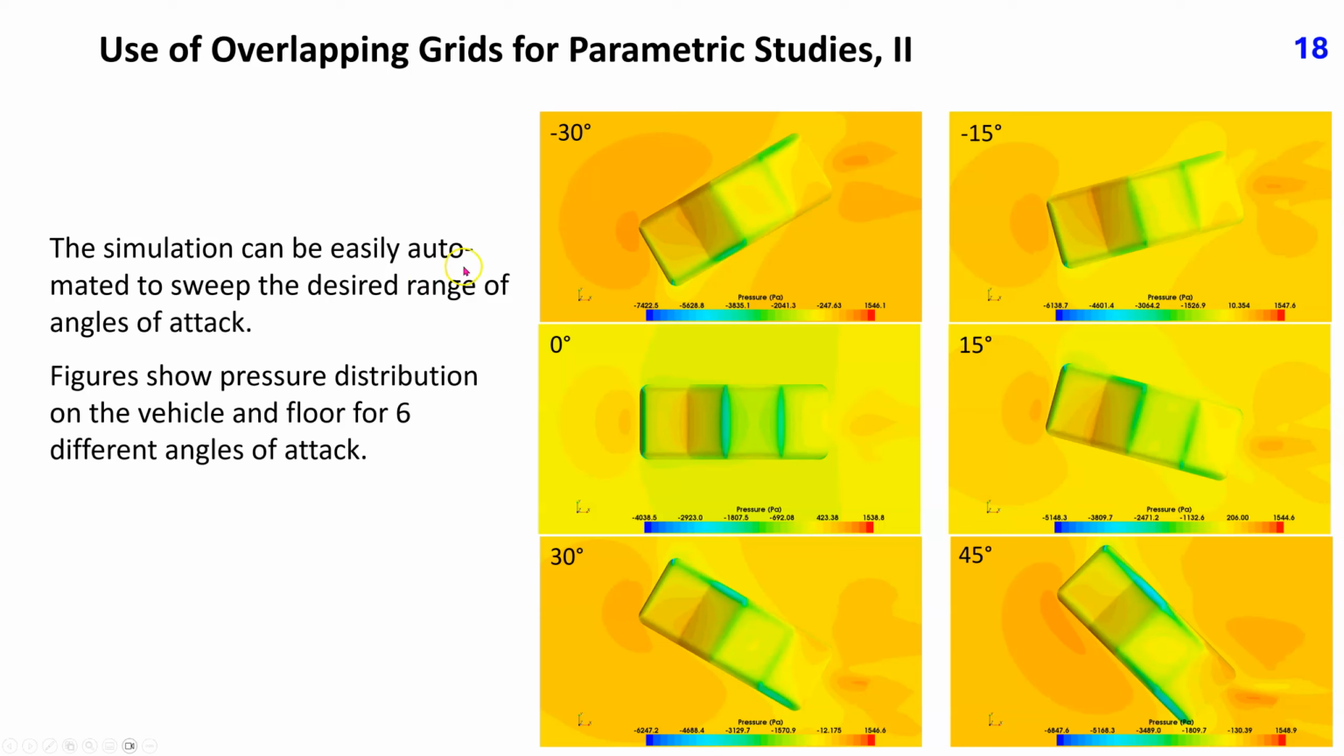These figures show pressure distribution on the vehicle and floor for 6 different angles of attack: minus 30 degrees, minus 15 degrees, 0 degrees, 15 degrees, 30 degrees, and 45 degrees. We see increased pressure at stagnation points where the flow is slowed down and low pressure near edges where the flow is accelerated.